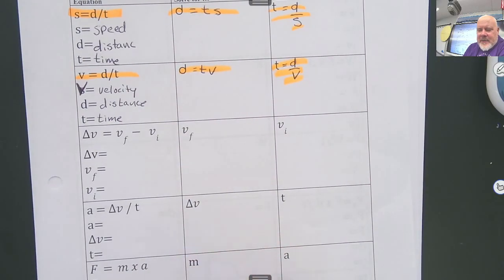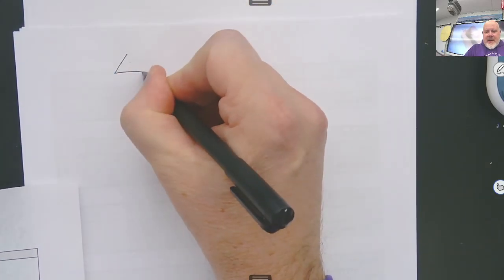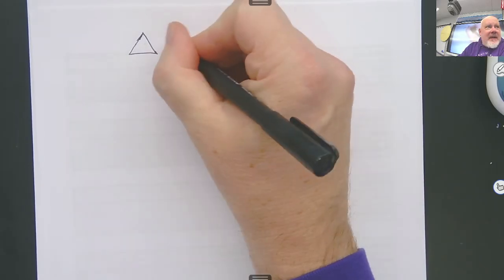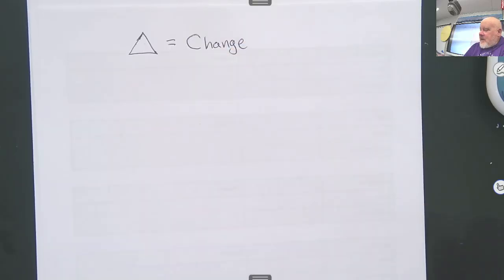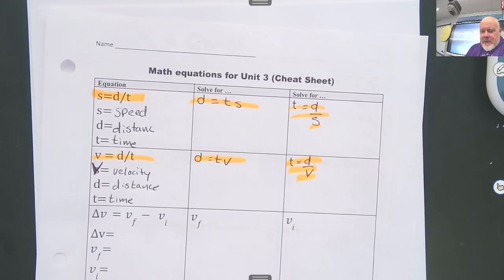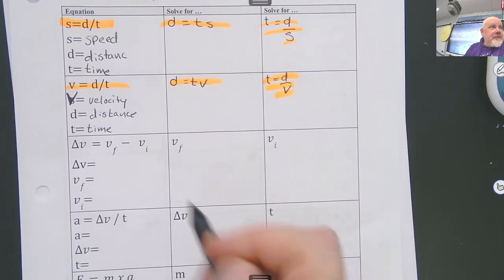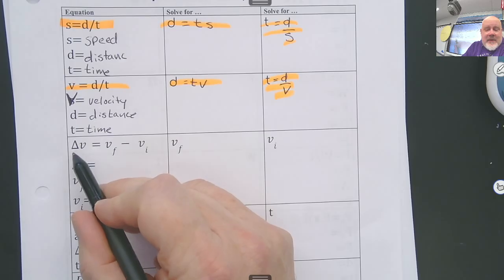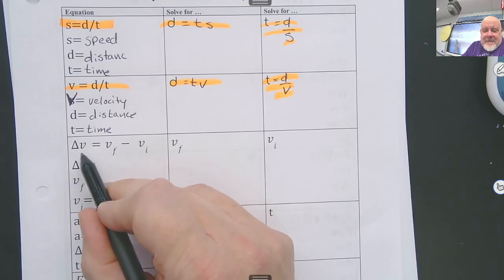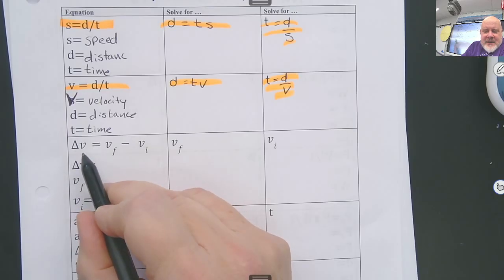First thing you need to know is when you see this symbol right here in a math equation, that doesn't mean triangle. What that means is change. All right, so let's take a look at this first formula right here. Here we've got that symbol. That triangle is actually called delta. So this would be delta V. So delta V means change in velocity.